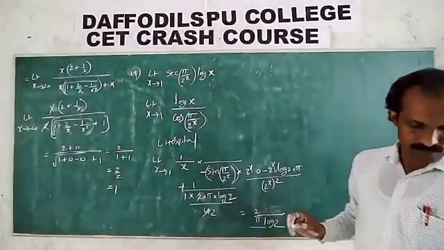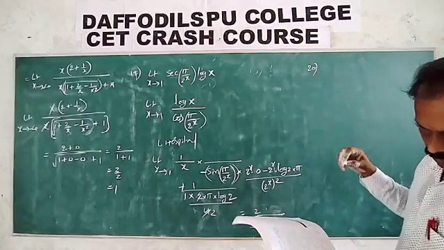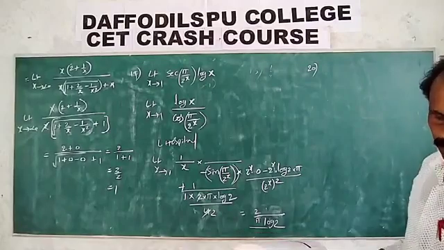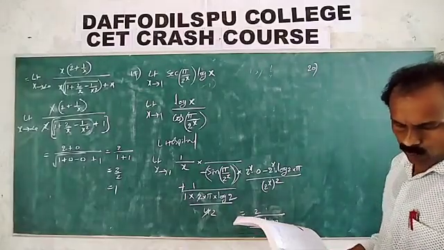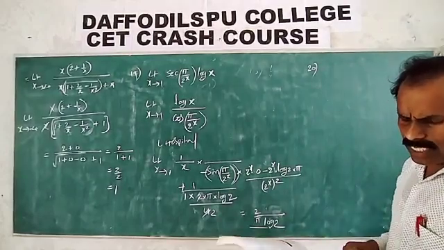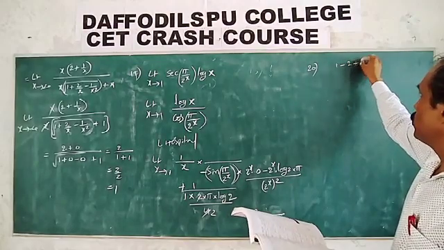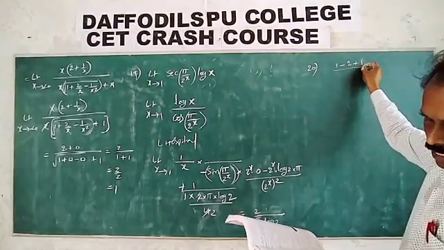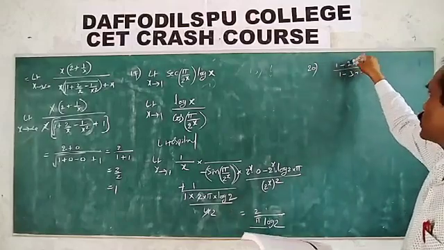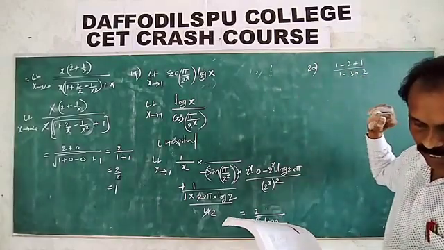Okay, 20. Limit x tends to 1, x power 7 minus 2 plus 1, divided by x power 3 minus 3 x plus 2. Suppose direct substitution, what is the answer? 1 power 7, 1 minus 2 plus 1 divided by 1 minus 3 plus 2. So 2 minus 2 is 0, 3 minus 3 is 0. Apply L'Hospital's rule, we will find it. It's the 20th question.